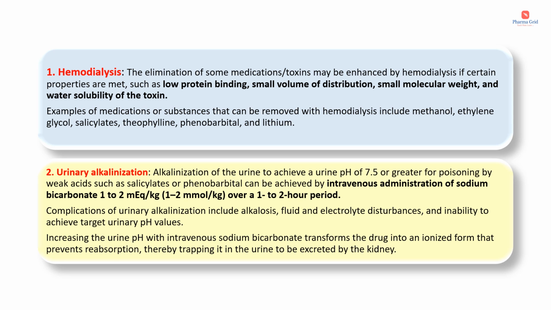So increasing the urine pH with intravenous sodium bicarbonate transforms the drug into an ionized form. So this is the principle behind urinary alkalinization. So increasing the urine pH, what will happen? We are increasing the urinary pH with the help of sodium bicarbonate. So this will transform the drug into an ionized form. So when the drug enters its ionized form, it cannot be reabsorbed. When we learned about pharmacokinetics, we already learned that only the unionized form will be absorbed, whereas the ionized form will be excreted.